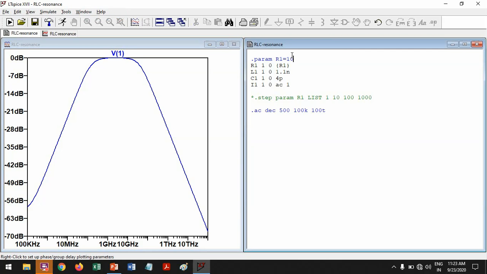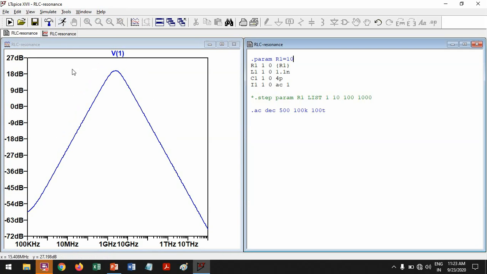Alright, so if R is 1, this is the plot. Let us say R is 10. Alright, so what happens? Okay, so what has happened? The slope remains plus minus, but here instead of a flat, this has become a peak. Also, the peak magnitude has become about 20 dB or so. Earlier, it was 0 dB. Now it has become 20 dB when R is equal to 10.